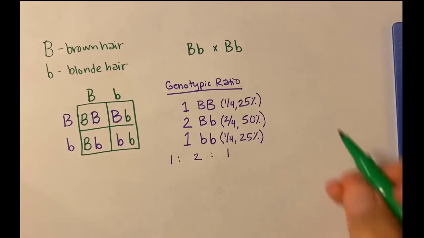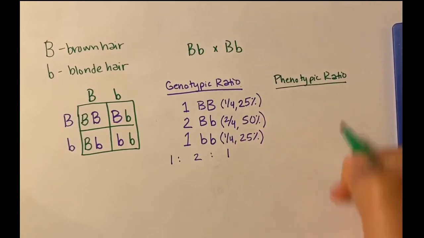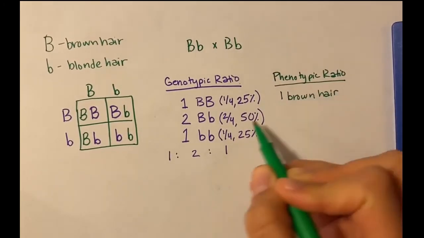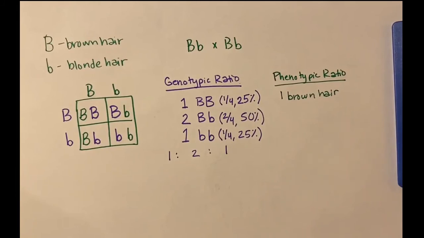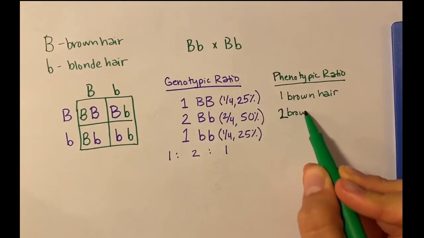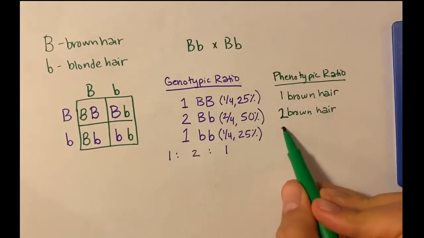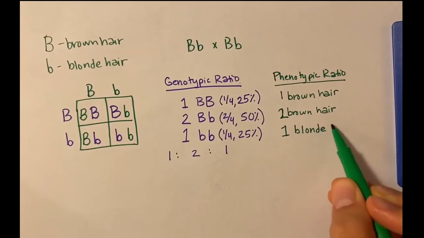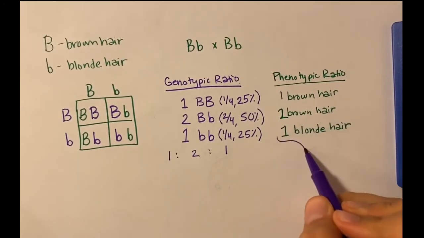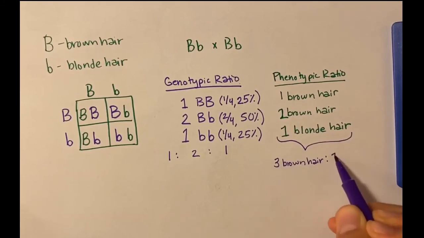Now, write down the phenotypes for the resulting genotypes. A big B, big B genotype will have brown hair as the phenotype. A big B, little b genotype will also have brown hair as the phenotype. And the little b, little b genotype will have blonde hair as the phenotype. Your phenotypic ratio is 3 brown hair to 1 blonde hair, or 3 to 1.